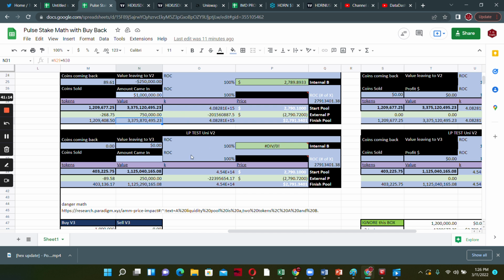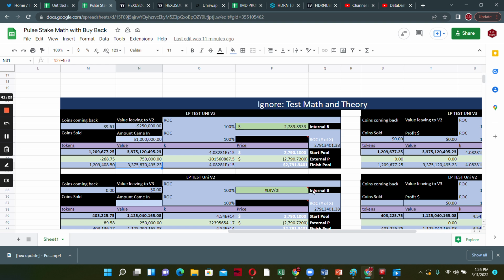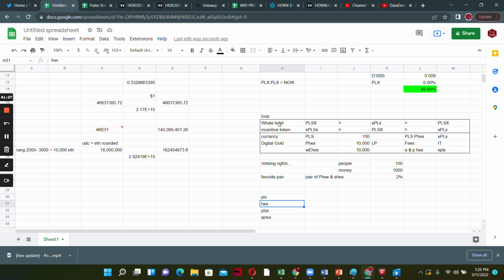And here I'm trying to balance liquidity pools for Uniswap version 2 and version 3. If you make a buy on one, how does it affect the other? I'm still toying with this math, so I'm not confident to release it. And so our main thing is looking at the PulseX math.